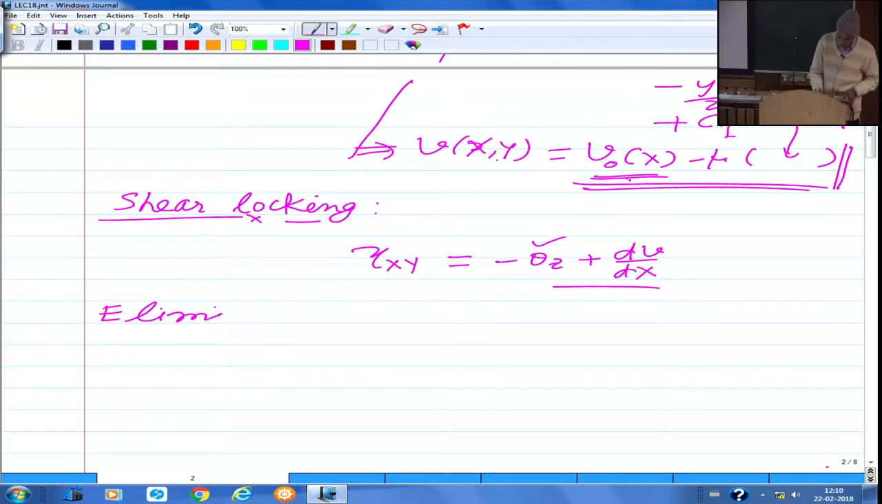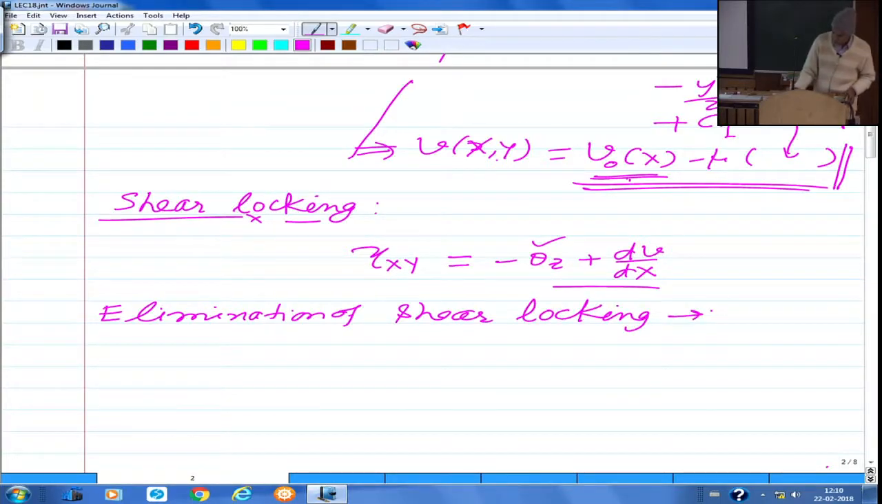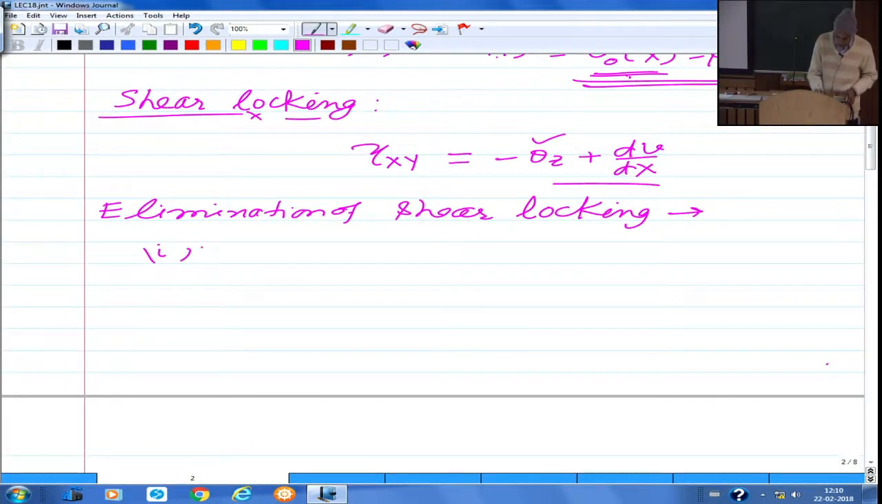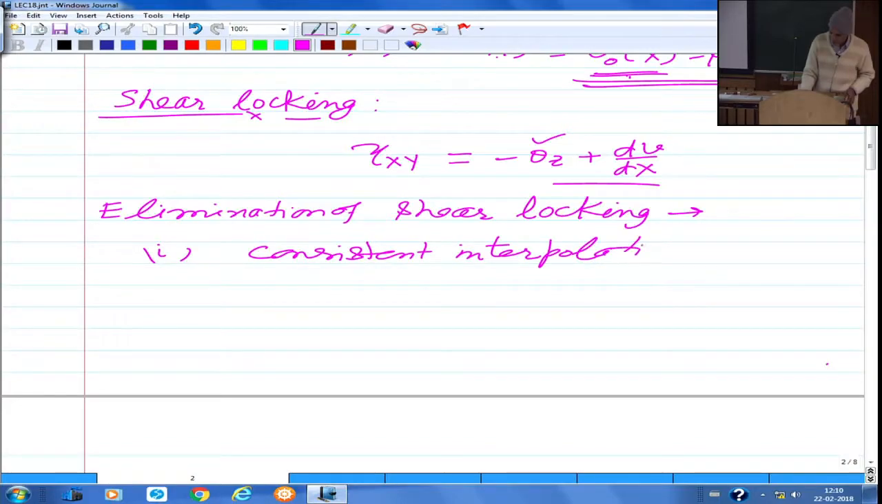Elimination of shear locking. So what I discussed was first one, which is consistent interpolation. Here, the locking problem is because, if you look at the expression for gamma xy, theta z is coming as it is without any derivative, whereas we have a first derivative of dv by dx. So if we want a consistent interpolation, it suggests that the interpolation for V should be one order higher than whatever interpolation you are using for theta z.